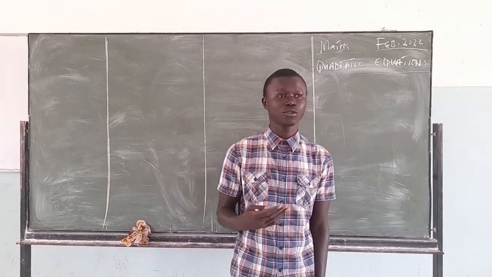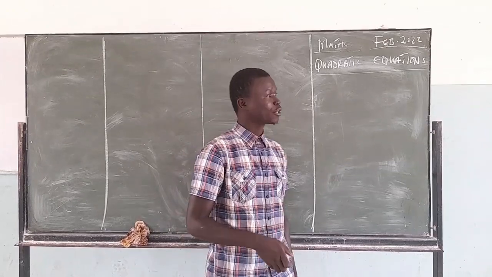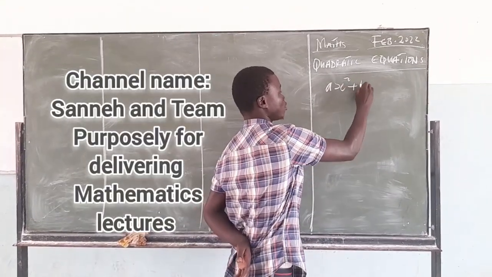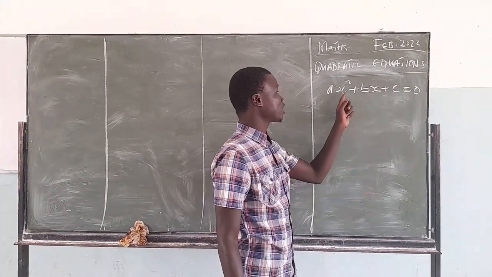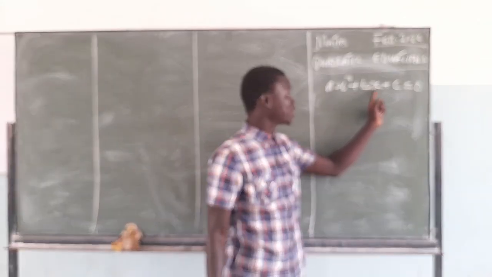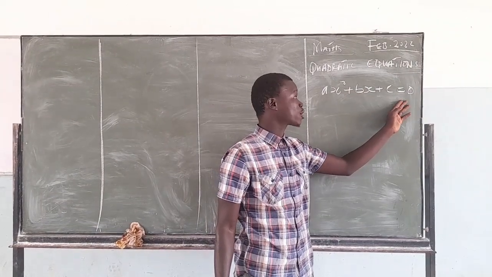In our subsequent lectures we will talk about linear equations, but since the demand is more on quadratic equations, we have to look at it today. Now the quadratic equation is ax squared plus bx plus c equals 0. Looking at this, the highest power is 2. This one has power 1, but this one is 2. So this can be referred to as a quadratic equation.